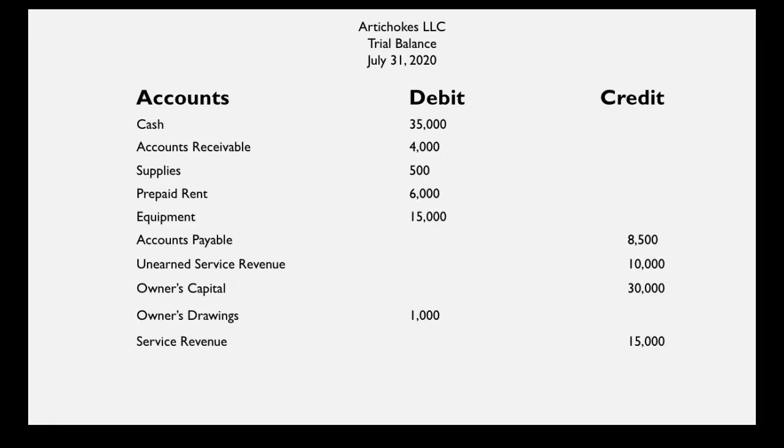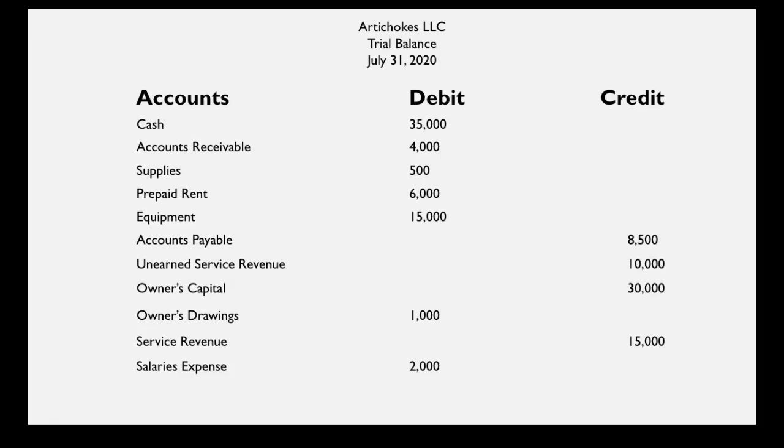After drawings, we list out our revenues. We only had one revenue account here. So our service revenue has a balance of $15,000 over in the credit column. And after revenues, we list out our expenses. We also only had one expense, so we list out salaries expense with a $2,000 debit balance. So there's one more pretty important step here for a trial balance.